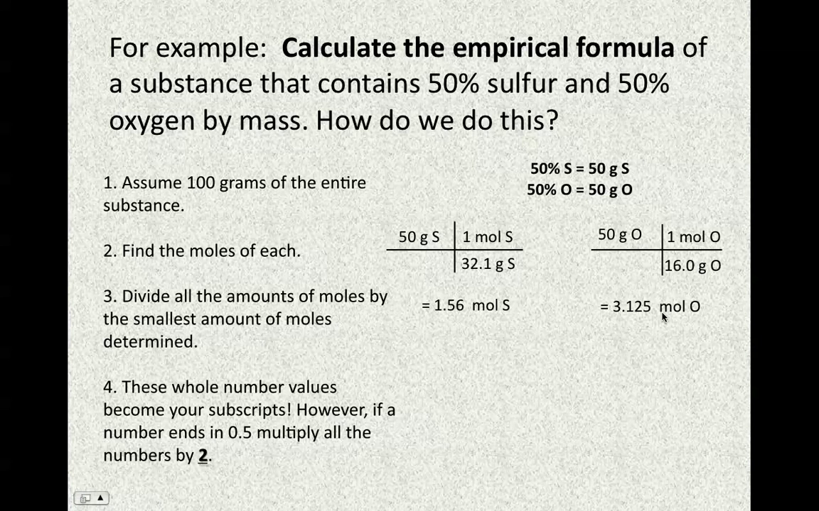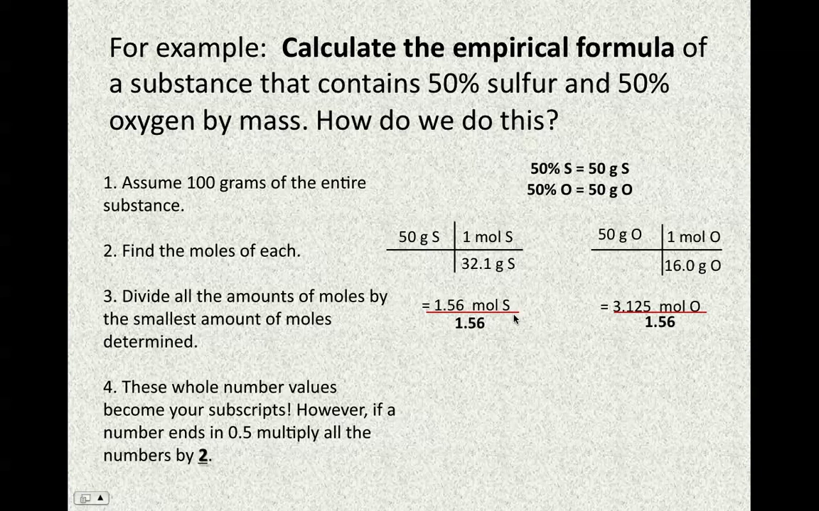Now, this is their relationship in that compound, but we don't like plugging in decimals for subscripts. So this is a key part. Once you find the moles, you're going to divide each of them by the smallest amount of moles in all the different elements. So sulfur is our smallest at 1.56.